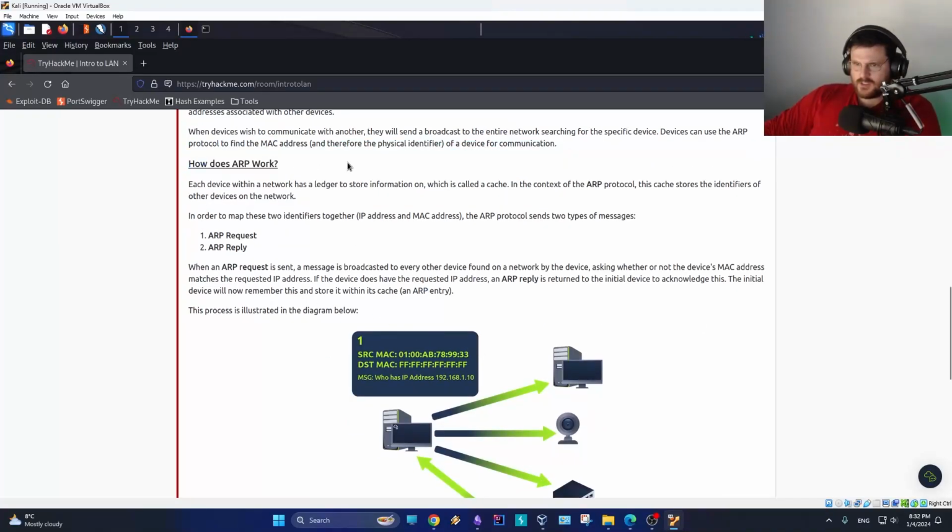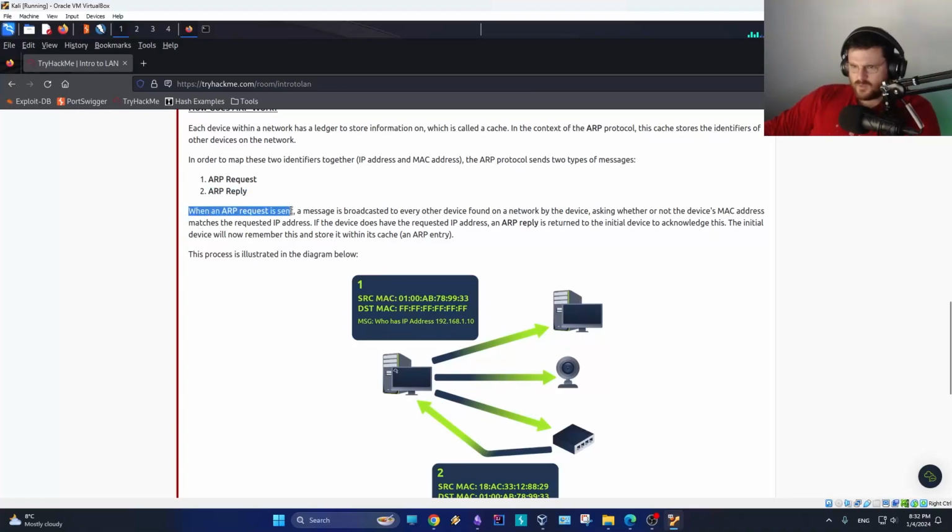How does the ARP protocol work? Each device within a network has a ledger to store information on, which is called a cache. In the context of the ARP protocol, this cache stores the identifiers of other devices on the network. In order to map these two identifiers together, the IP and the MAC, the ARP protocol sends two types of messages: ARP request and ARP reply.